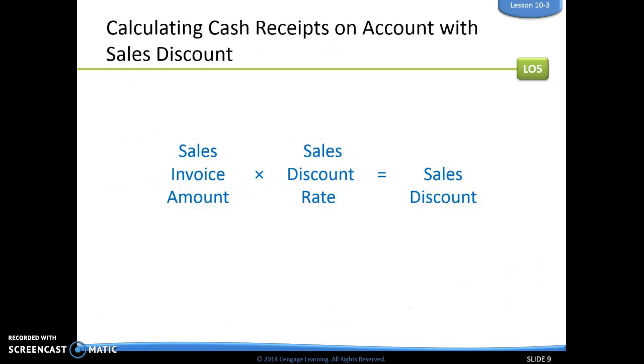Okay, now we're looking at calculating cash receipts on account that has a sales discount. So here we would be giving a customer a discount. So what we would do is we would take our sales invoice amount times the sales discount that we are offering to figure out what that discount is. So in this case, our sales invoice is $1,450. We're offering a 2% discount. So multiplying those together would be a $29 discount that we would be giving to our customer.